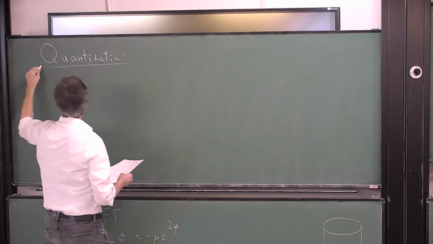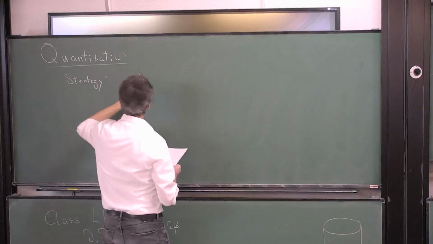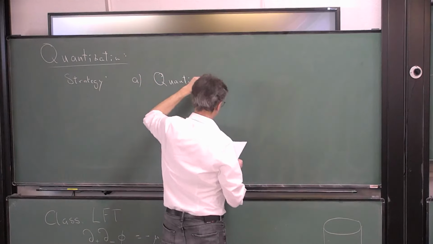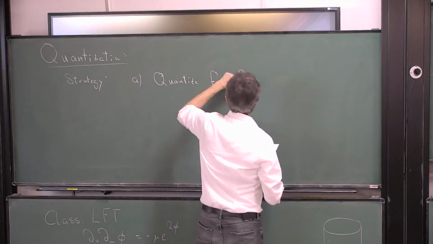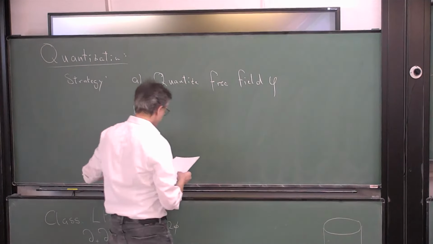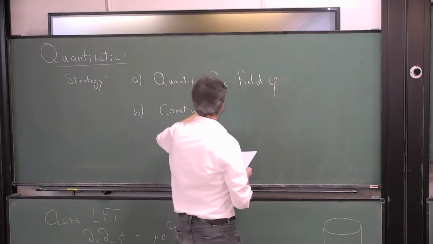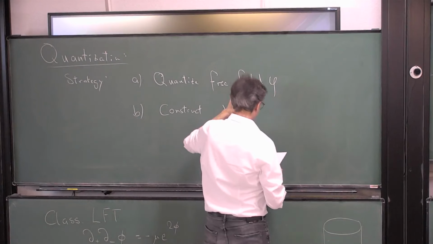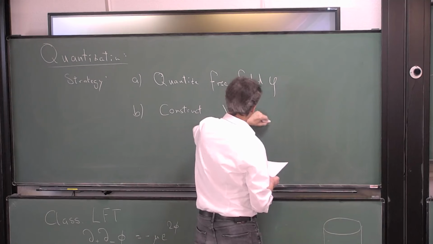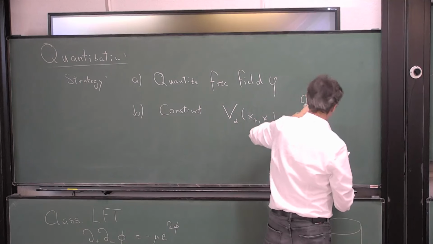So the strategy is going to be as follows. Now we want to work backwards. So we quantize, and that of course is very well known, the free field WAR phi. And then the main difficulty in this strategy is the construction of objects called V alpha of x plus x minus here, which I think of as being the quantized versions of the exponentials.